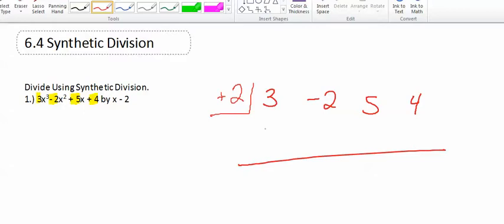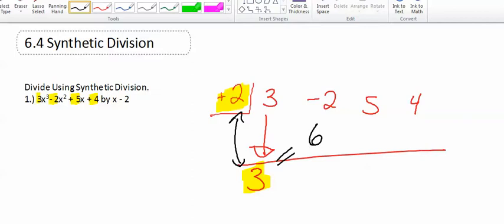I'm going to draw a line underneath it, and I'm going to drop down the 3. From there, I'm going to multiply this 2 by this 3, and I'm going to get 6. So multiply this and this, and it equals 6, and it goes underneath there. So there's the multiplication step that we talked about. And then we're going to add it together.